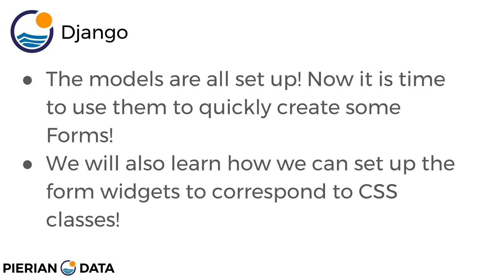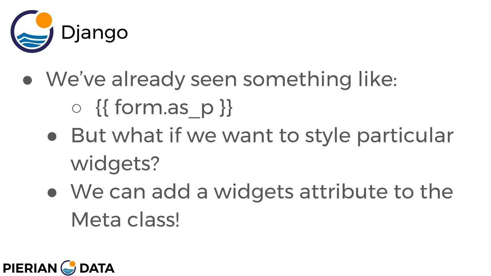So what do I actually mean by that? Well, we've already seen something along the lines of injecting with a template tag, form.as_p, which just injects your form as paragraphs. And if you're actually using the Bootstrap templates, that looks okay. It's just a standard Bootstrap form where you kind of get everything from top to bottom using those paragraph tags. But what if you actually want to style a particular widget?